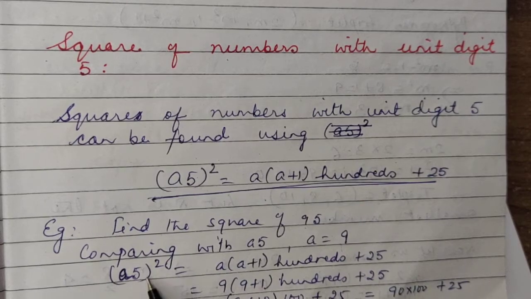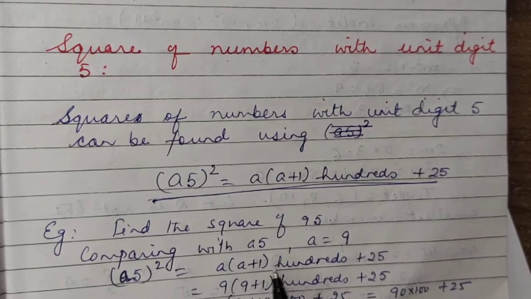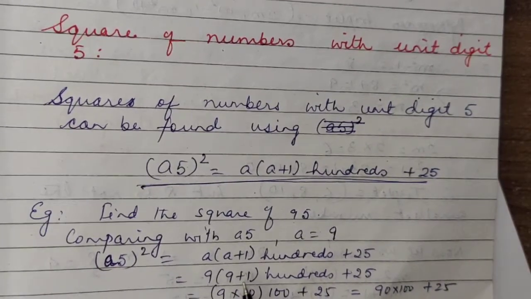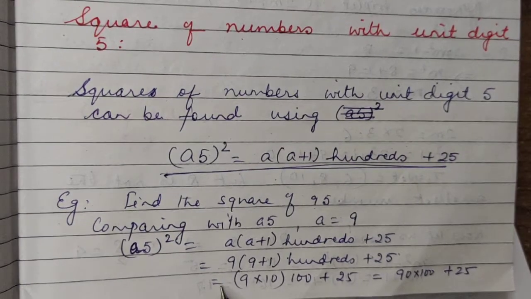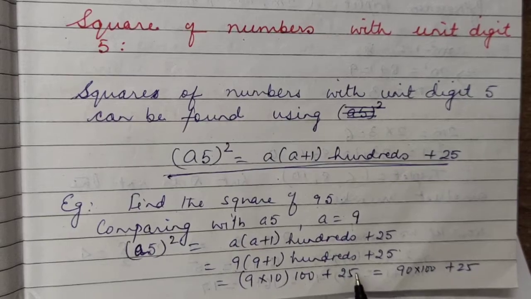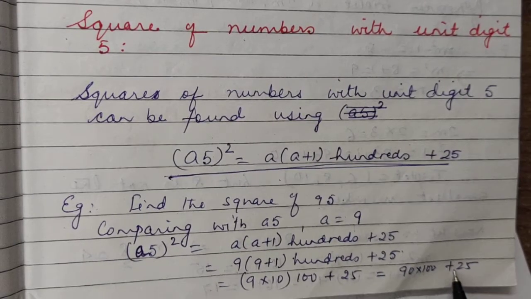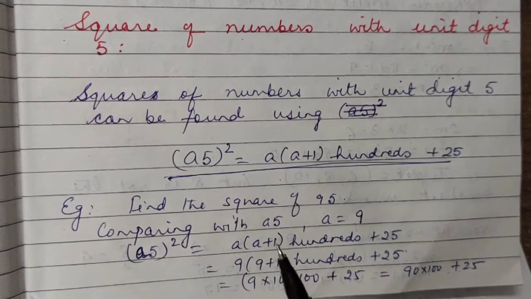So 95 whole square will be equal to 9 into (9 plus 1) hundreds plus 25. Now 9 plus 1 is 10, hundreds means 100, so 9 into 100 plus 25, that is 900 plus 25, or 925. It is a very simple and very easy formula which you have to learn.